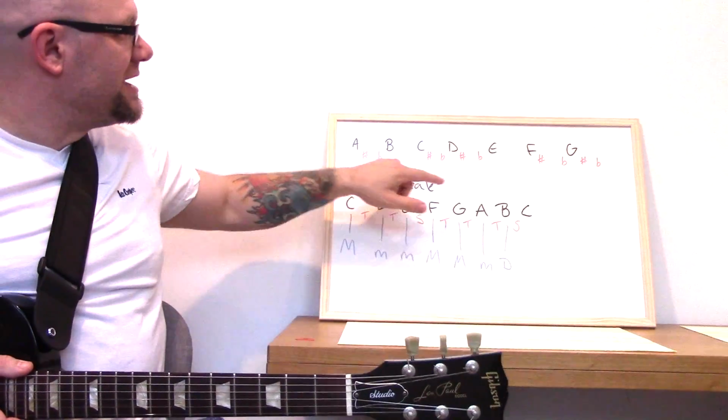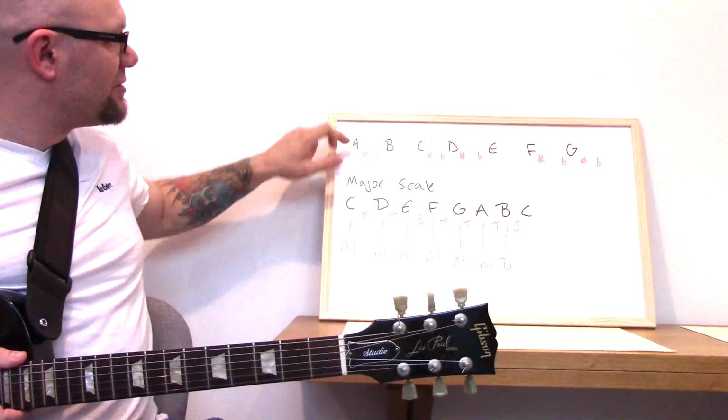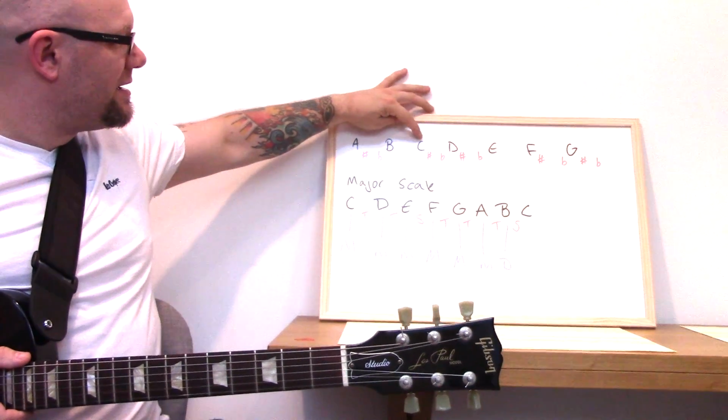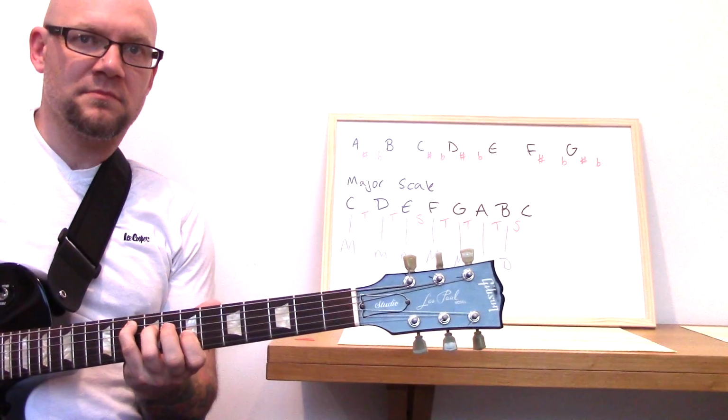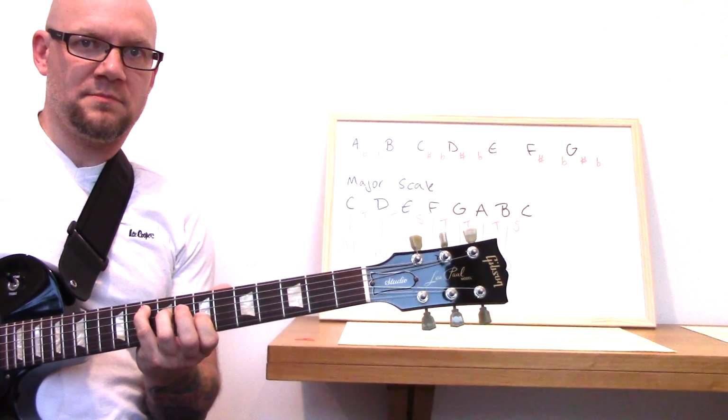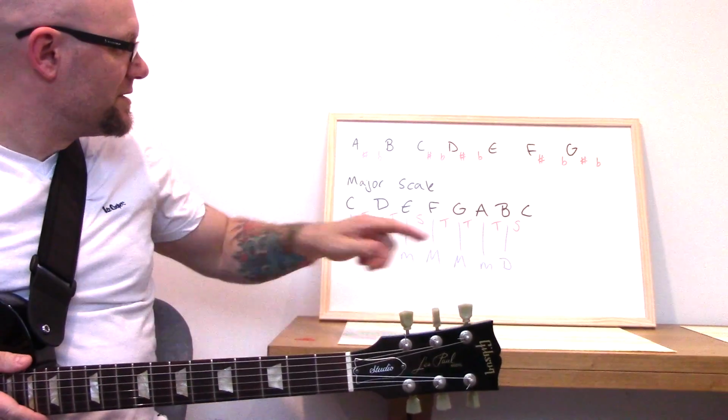Okay, G. G is 1, A is 2, so B is 3, D is 5. So G, B, D. Okay, that's a G major chord.